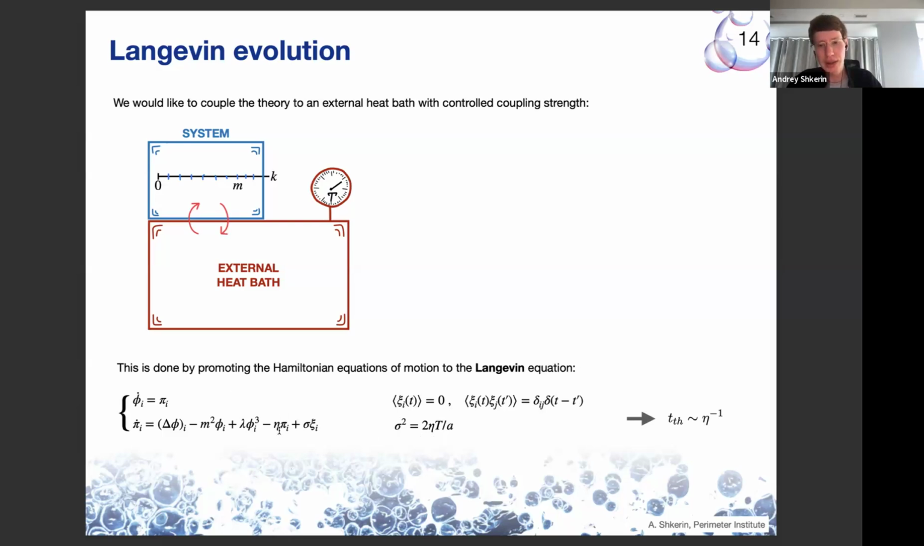And the characteristic time scale of equilibration is now set not by the internal dynamics of the system, but by the strength of its coupling to the thermostat, that is, the damping coefficient. So the thermalization time is simply inversely proportional to the damping coefficient.